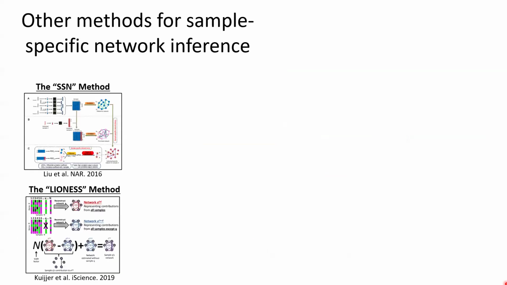I think it's important to mention that there are other new and emerging methods for sample-specific network inference. I mentioned the SSN method and the Linus method because those were some of the first methods developed and really formed the fundamental groundwork for this particular field. However, there have been other methods that have since been developed.